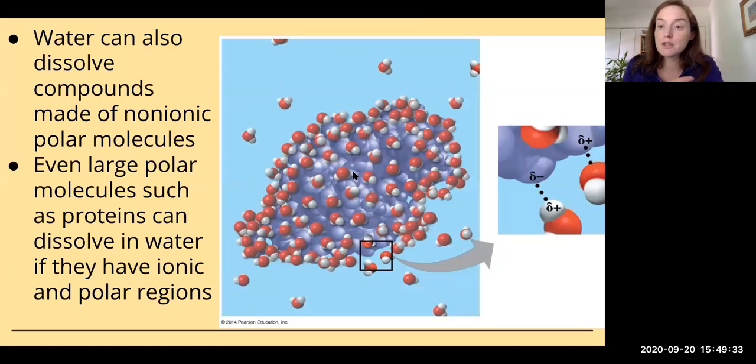So like I'm thinking like sugar. It's not fully polar. It has a lot of carbons and hydrogens, but there are some OH, some oxygen and hydrogen groups on it that stick out. And so water will surround those and dissolve them. Sugar doesn't dissolve as well as salt and water, but it still does dissolve, right? Especially if you heat it up and get the molecules moving really quickly.